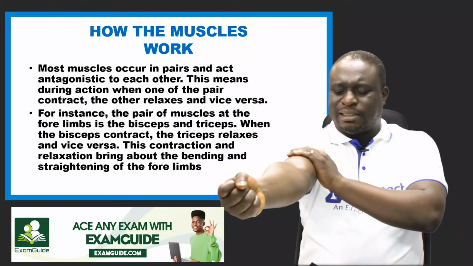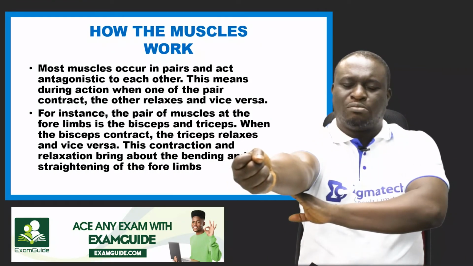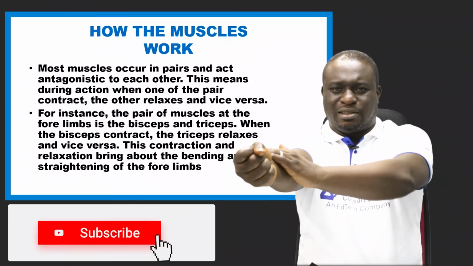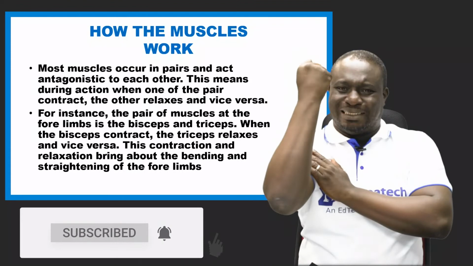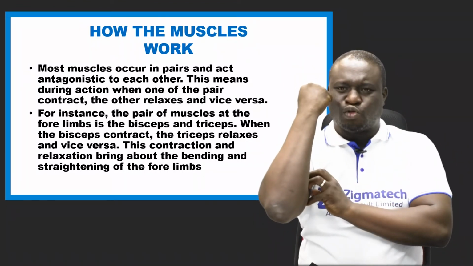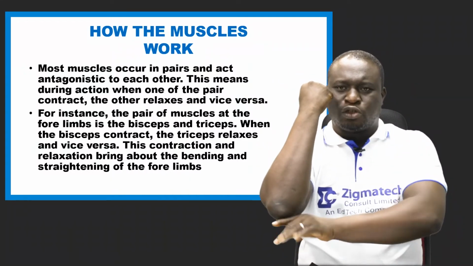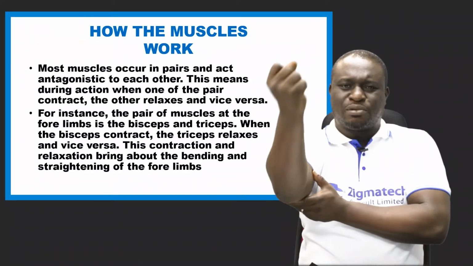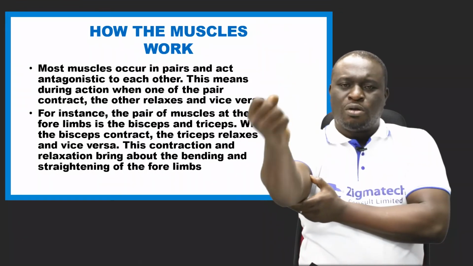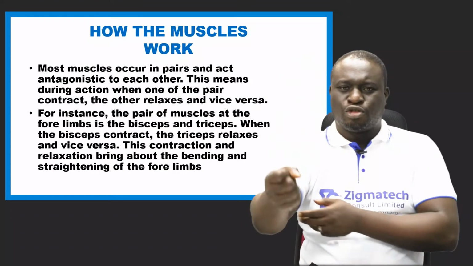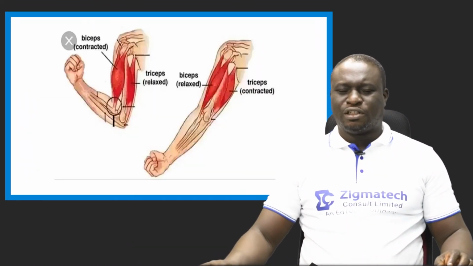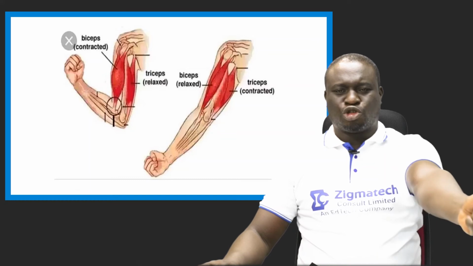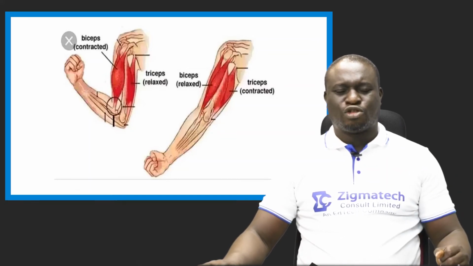Right now, my biceps is relaxing, and it simply means my triceps are contracting. And when the biceps relax and the triceps contract, the arm straightens. Now, for the arm to bend, the biceps will contract while the triceps will relax. So the bending and the straightening of the forearm or the forelimbs is movement. And that is how the muscles work, antagonistic to each other. You can see it there on the screen. When you bend your arm, the biceps contracts, the triceps relaxes. When you straighten your arm, the biceps relaxes, and then the triceps contract.